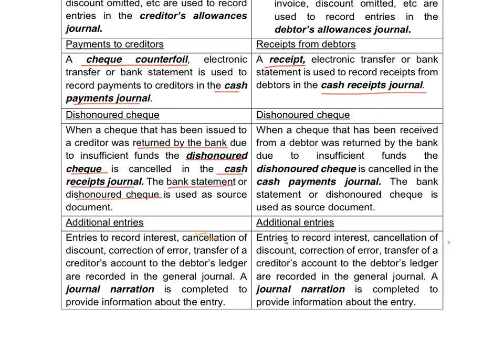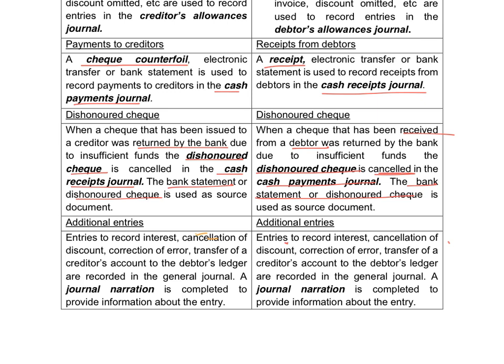If we have a dishonored check that we received from a debtor, and this check is returned by the bank dishonored because the debtor doesn't have money, we have to cancel this in the cash payments journal. Because when we received the check, we recorded it in the cash receipts journal. So if we want to cancel it, we must cancel it in the cash payments journal. The bank statement or the dishonored check will be used as source documents.